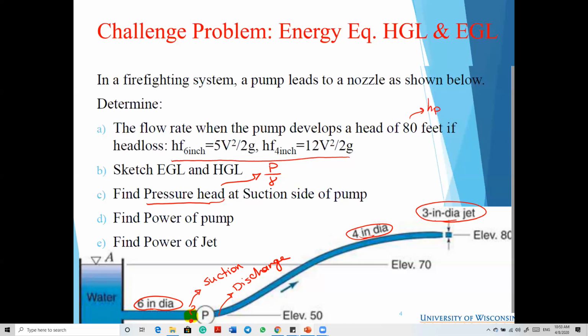All right, then what's next? Find the power of the pump. So we want to know what the power for the pump is, or W dot. We have an equation to find this one, right? Find the power of the jet. We also need to find the power for the jet. All right, let's see how to solve this one.